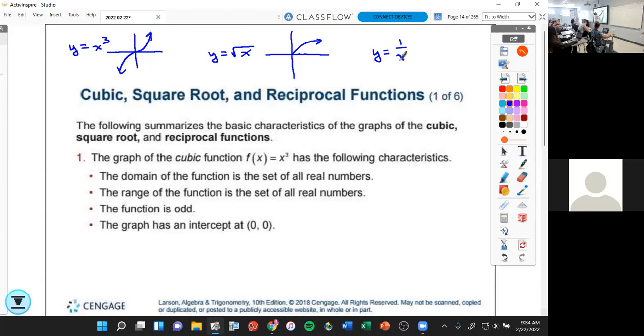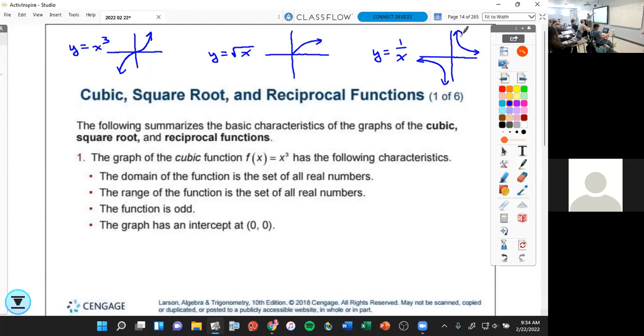All right, Ty, talk to us about what the reciprocal graph looks like. The reciprocal graph is down here and up here. And we're going to see these again. I just wanted to see if y'all remembered, because we've talked about these before. The cubic.